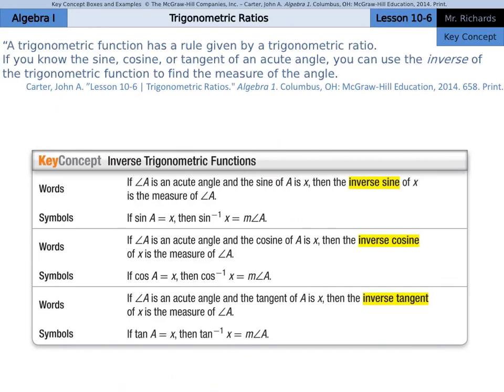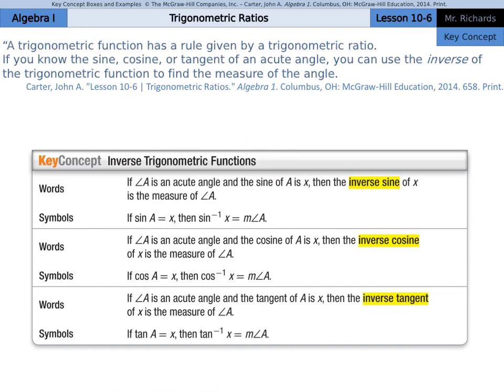In our textbook, it reads on page 658, a trigonometric function has a rule given by a trigonometric ratio. If you know the sine, cosine, or tangent of an acute angle, you can use the inverse of the trigonometric function to find the measure of the angle. So we're going to be using inverse trigonometric functions here.